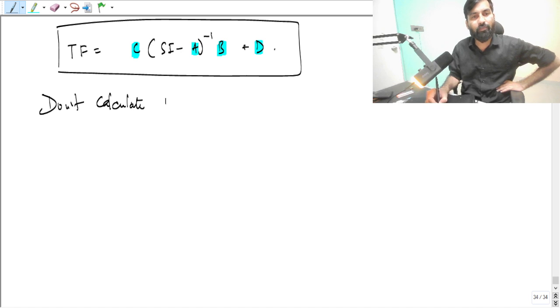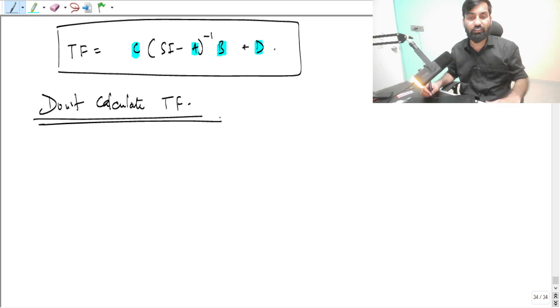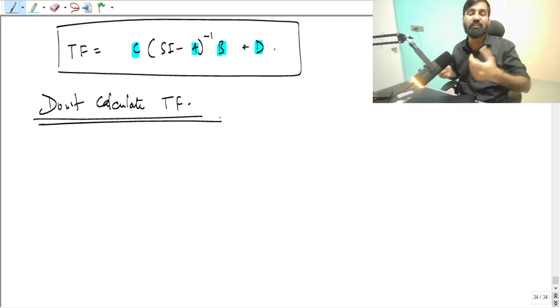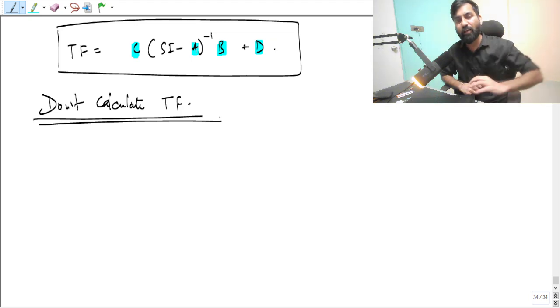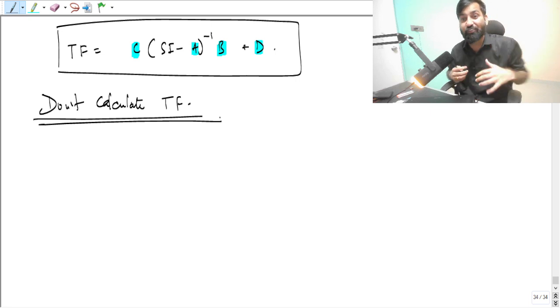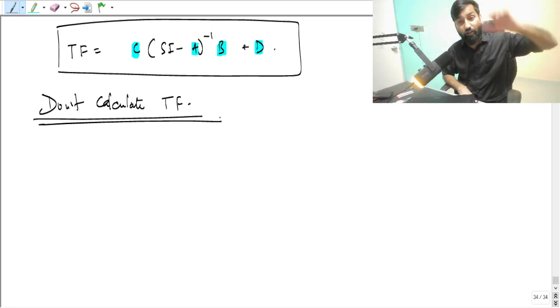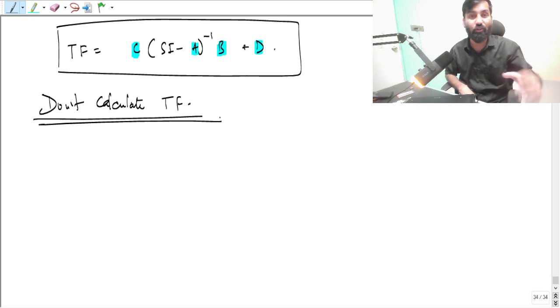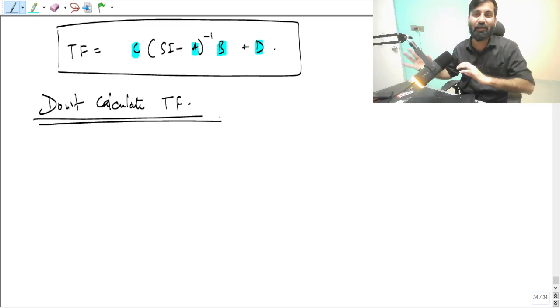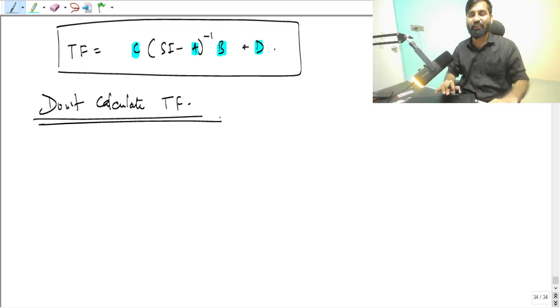Calculate, okay. Transfer function. You don't have to calculate the transfer function in this question, because it depends upon A, B, C. If you know this formula, transfer function is equal to C times (sI minus A) inverse B plus D. Otherwise, computing the transfer function for the given system will take time, because you have to plug in. First of all, you have to find (sI minus A) inverse, then plug in C, plug in B, multiply and evaluate it.